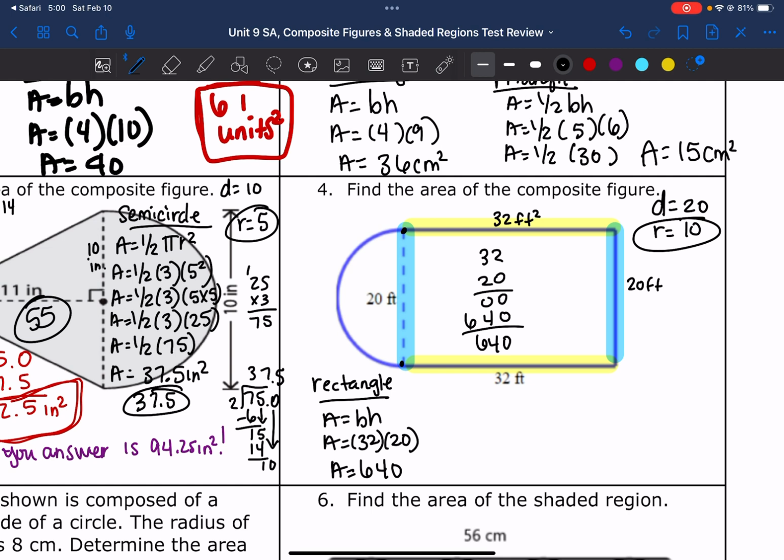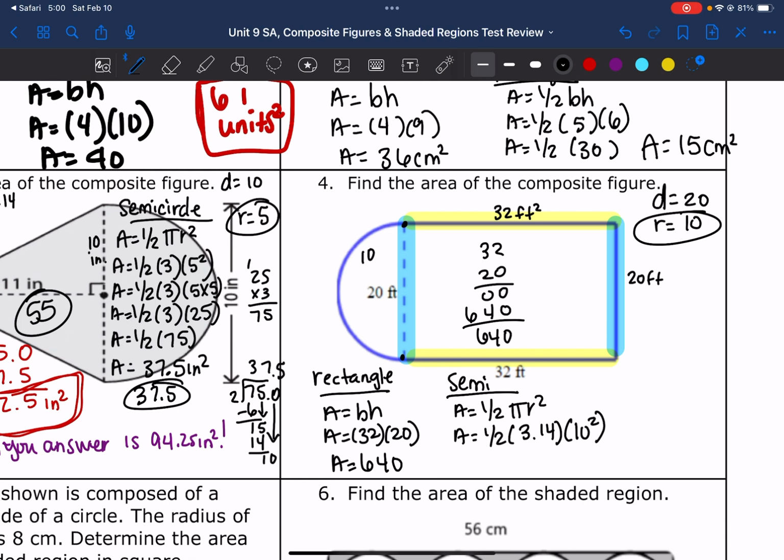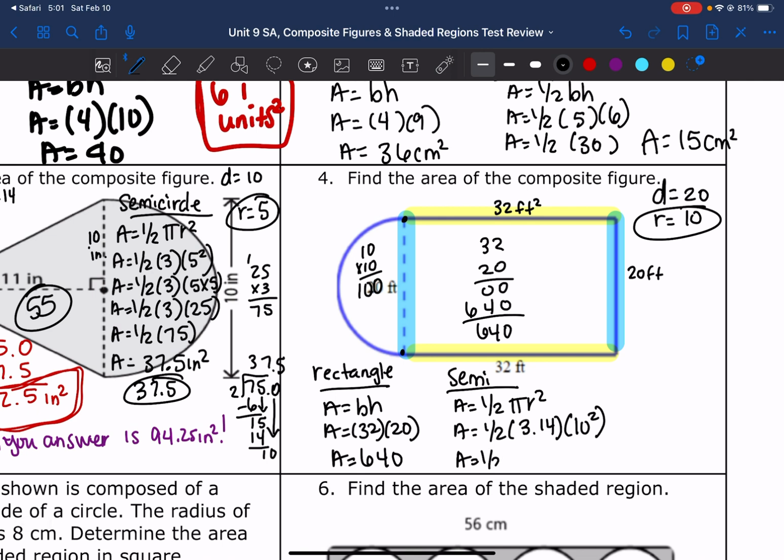Now, we still have to find the semicircle. So let's work on that. Area is equal to 1/2 pi r squared. Pi, we are going to use 3.14 this time to get the exact answer. And then radius is 10, not 20, but 10, okay? And that would be 10 squared. Okay, so here I know that 10 squared means 10 times 10, which is going to be 100. So area is equal to 1/2 times 3.14 times 100.